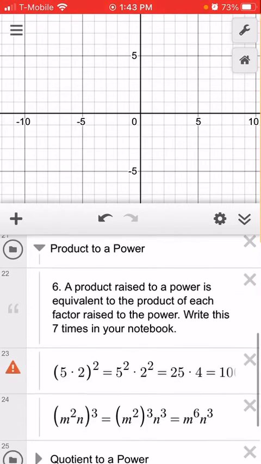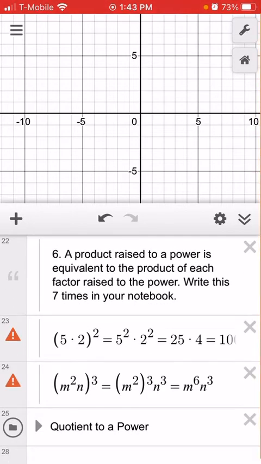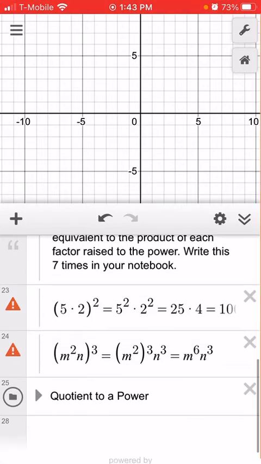Product to a power. If we have a product raised to a power, this is going to be equivalent to the product of each factor raised to that power. 7 times in your notebook. For example, 5 times 2, quantity squared. Well, we know 5 times 2 is 10, and 10 squared is 100.